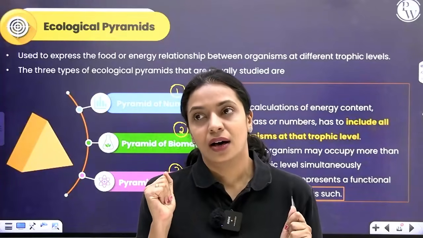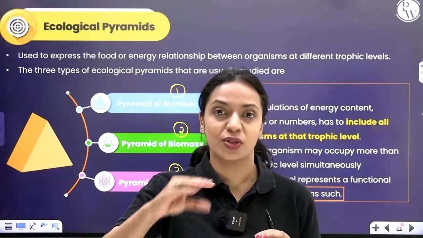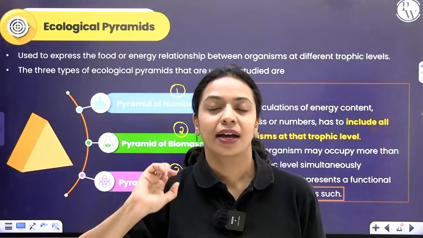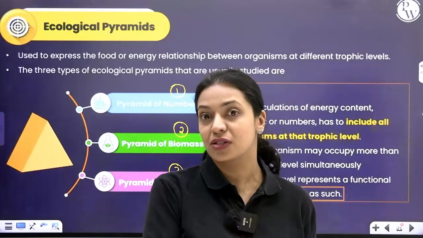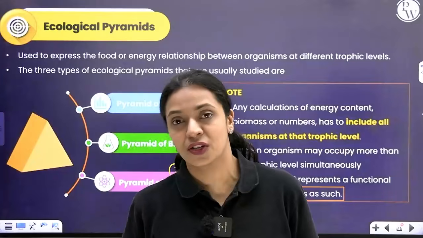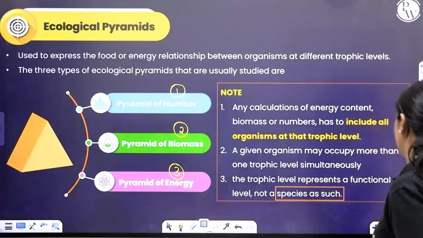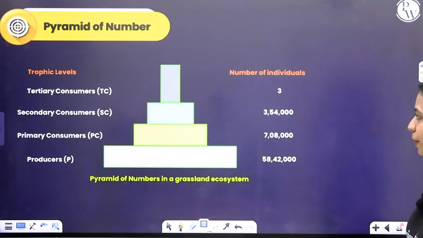That is the reason why we say for one species, you cannot say that it will belong to this trophic level at all times. Trophic level is not specific or fixed for a particular species. It is just a functional level and could change depending upon what that organism feeds on. Alright? Now, let's understand the first type of pyramid, pyramid of number.